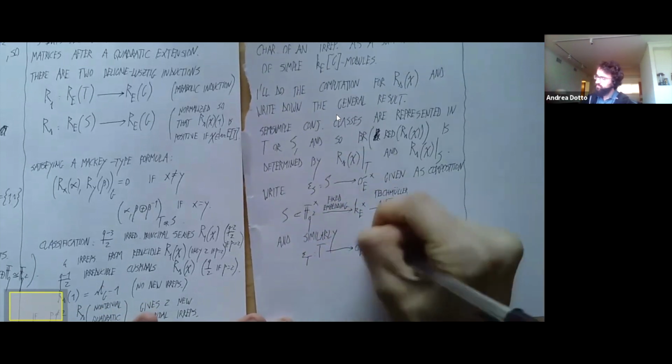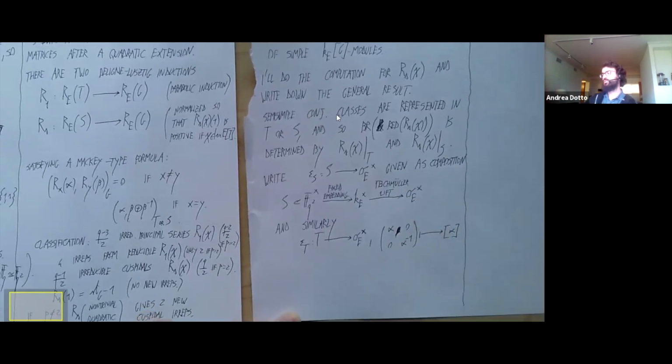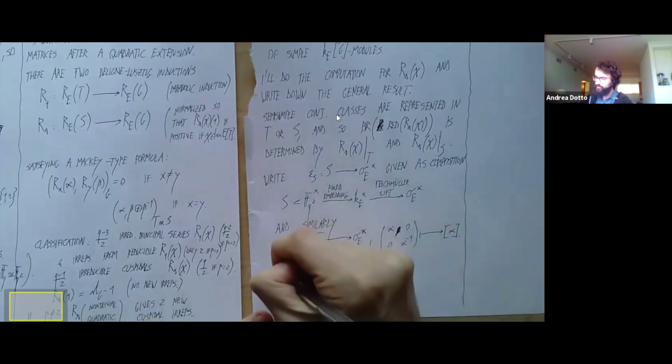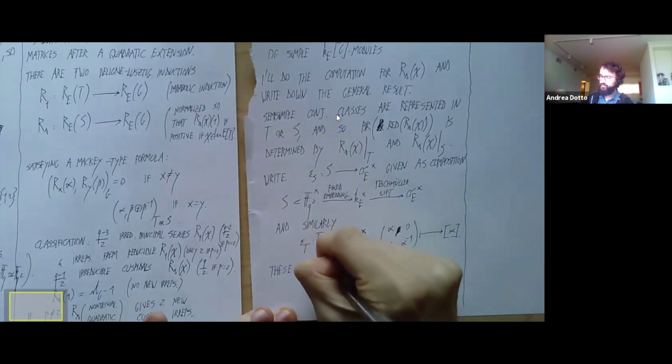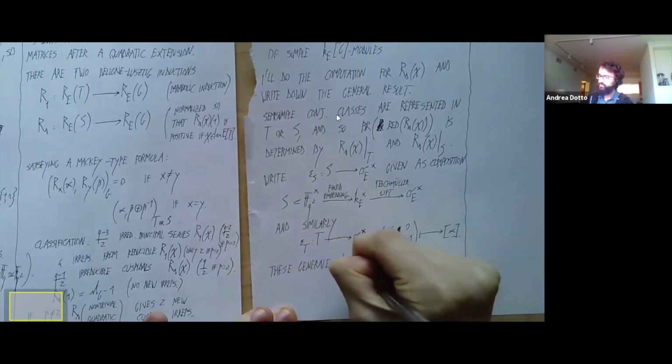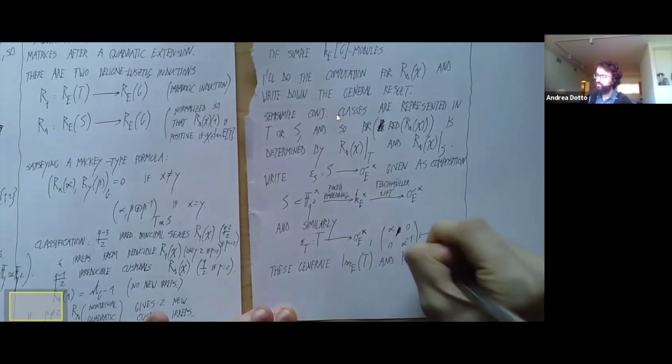So this can be written in a similar composition, but it's also easy to write it down directly. So this is just the map that takes this diagonal matrix and sends it to the Teichmüller lift of alpha. Okay. And of course, it turns out that these are the generators that we're looking for. So these generate a group of characters reducible E of T and reducible E of S.